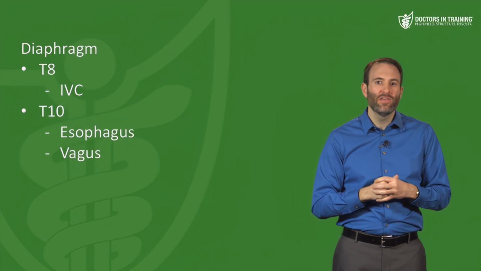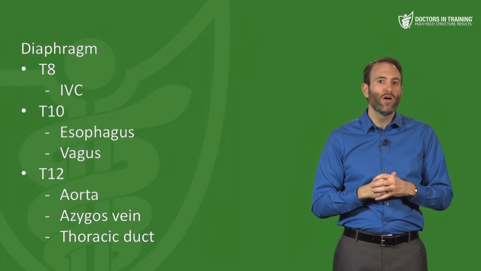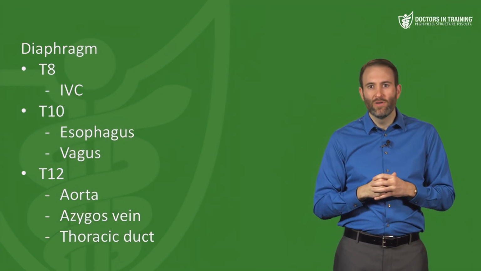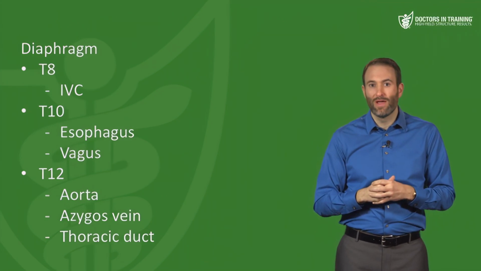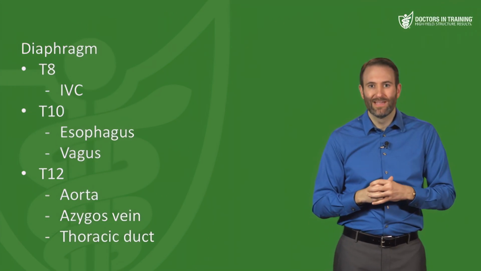At T10, the esophagus and the vagus nerve go through. At T12, you have the aorta, the thoracic duct, and the azygos vein going through. So one mnemonic for T12 is that you see red, white, and blue. Red for aorta, white for thoracic duct, blue for azygos vein.